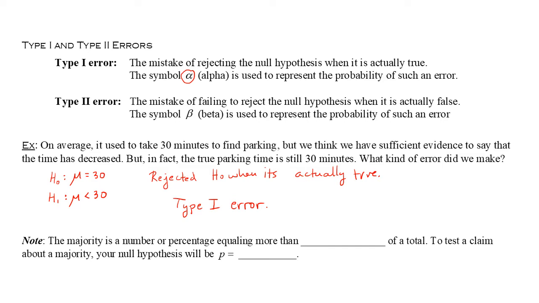And one thing that we're going to use in the future is when we make a claim about the majority. The majority is a number or percentage equaling more than 50%, right? So anything more than 50%, we would say that's the majority. So in other words, more than half. So to test a claim about a majority, usually we're going to use a proportion that's equal to 0.50 for the null hypothesis.